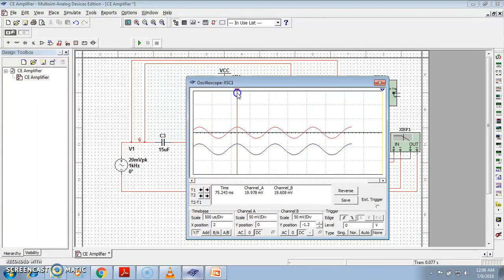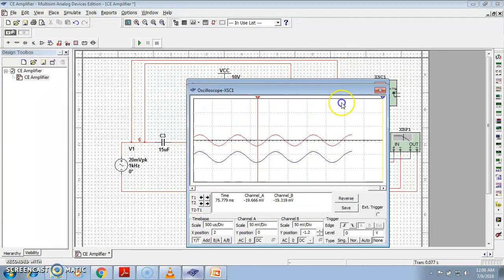If we place the cursor, at any instant channel A, that is the input, the red waveform's magnitude is 19.978 millivolt, and the output, channel B, the blue waveform, is 19.608 millivolt. That means these two voltages are almost the same. That means V output by V input is almost equal to 1. Check any other instant. See here, channel A's voltage is minus 19.666 millivolt, and channel B's voltage is minus 19.319 millivolt. So at any instant the output voltage is almost equal to the input voltage.